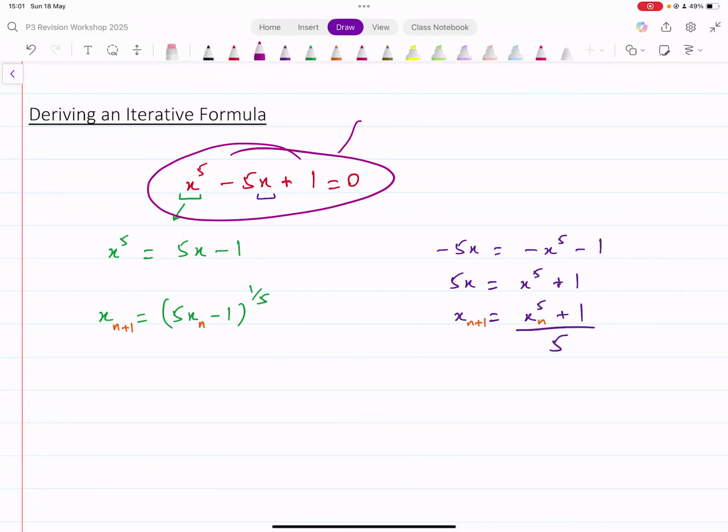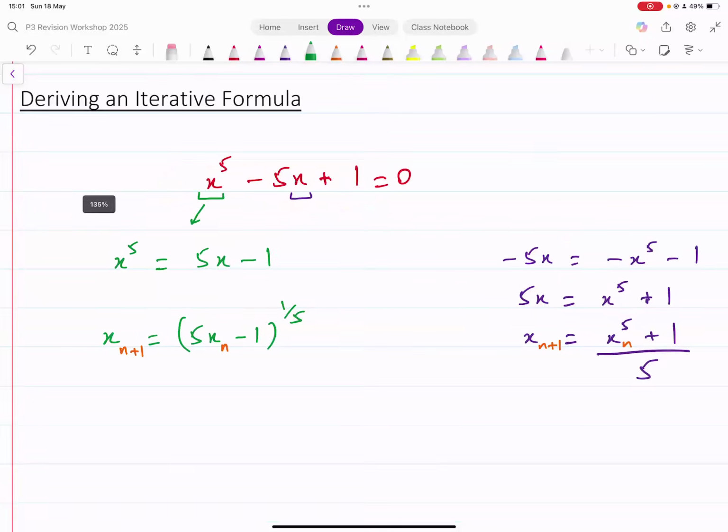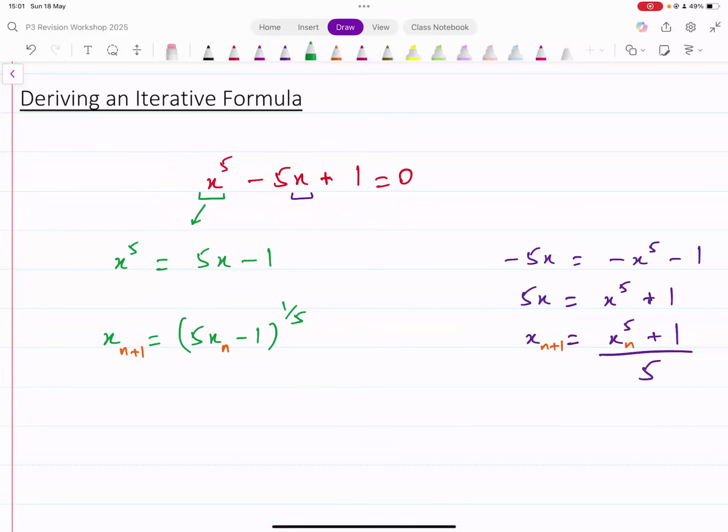We've got this equation, x power 5 minus 5x plus 1. If we had to make the iterative formula ourselves, how would that work? We've got 2 x terms here. One is x power 5, the other is this x here that's appearing with 5. What we do is we make any one of these the subject. You bring one x term to one side, everything else to the other side.